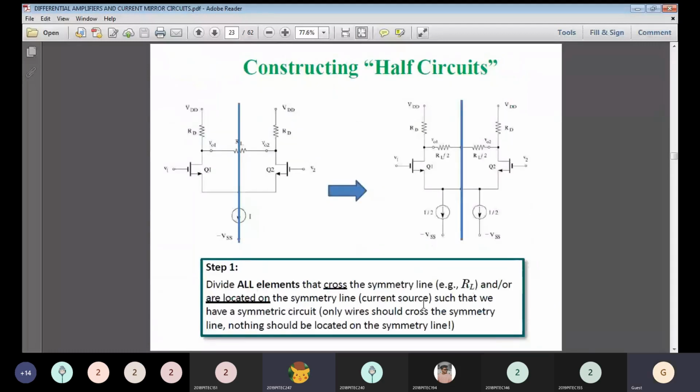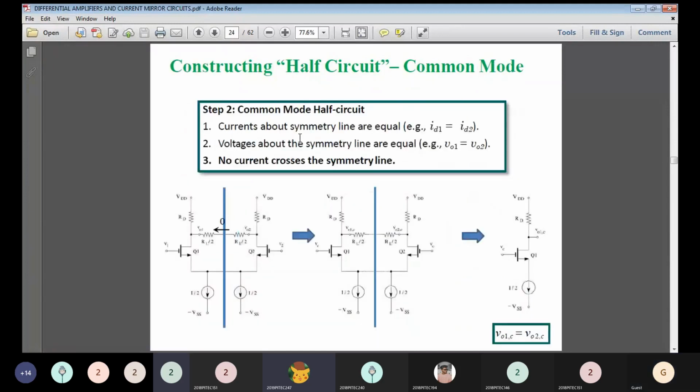So these are all the steps, actually a procedure, for converting the original basic diagram into a half circuit. So that is constructing the half circuit. How to construct this half circuit? It is a step by step procedure. Here it is given. Okay, this one we already discussed. See, these are all the steps.